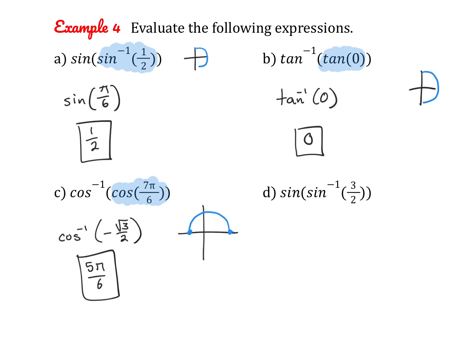All right, let's try one more together. Here we have the sine of the arcsine of 3 over 2. If you start on the inside, you might notice something right off the bat, hopefully. 3 over 2 is greater than 1. Remember, the domain of arcsine and arccosine is between negative 1 and 1. So this is actually undefined.